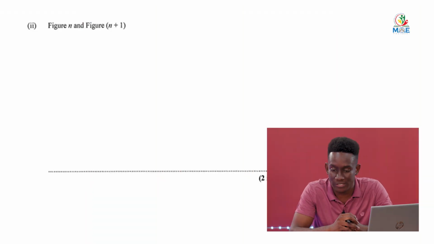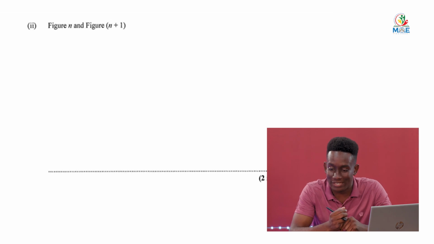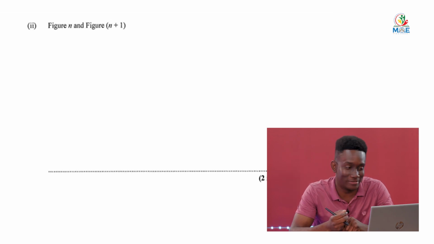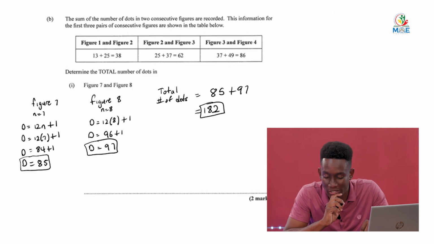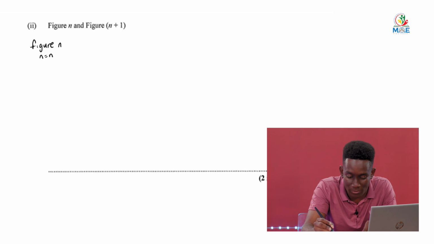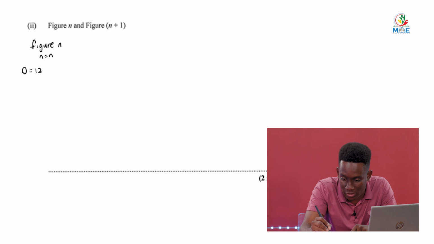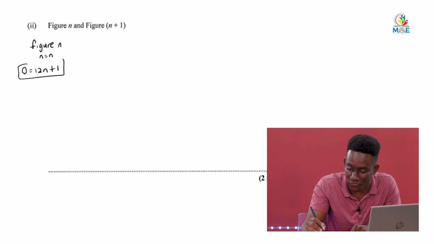So the last question says, find the total number of dots for figure n and figure n plus 1. We can use the same formula, so the number of dots would be 12 times n plus 1. This was going for 2 marks. For figure n, we know n is equal to n, so the number of dots would be 12n plus 1. We already have that, so no need to do any working for figure n.